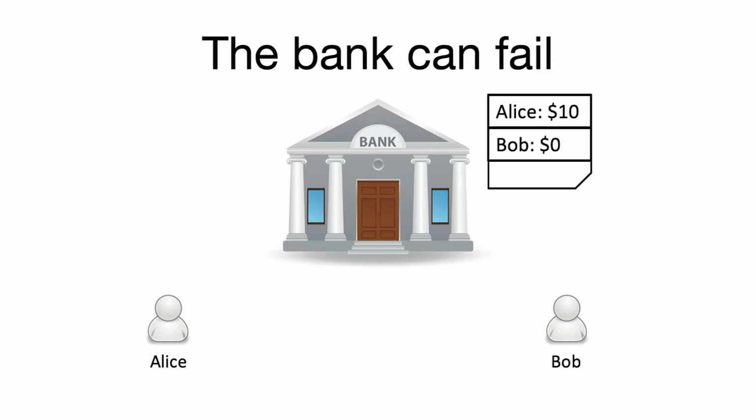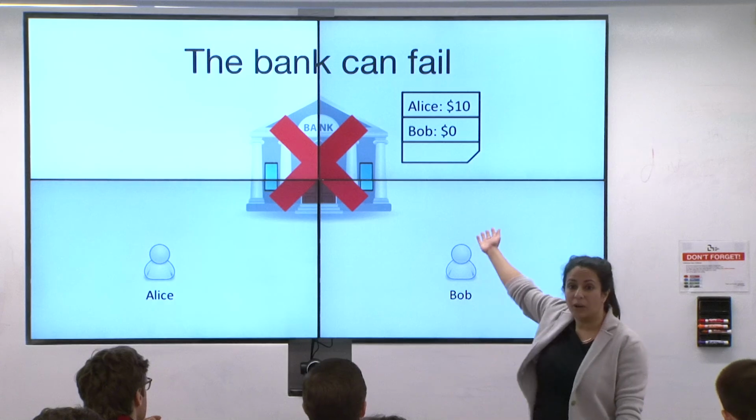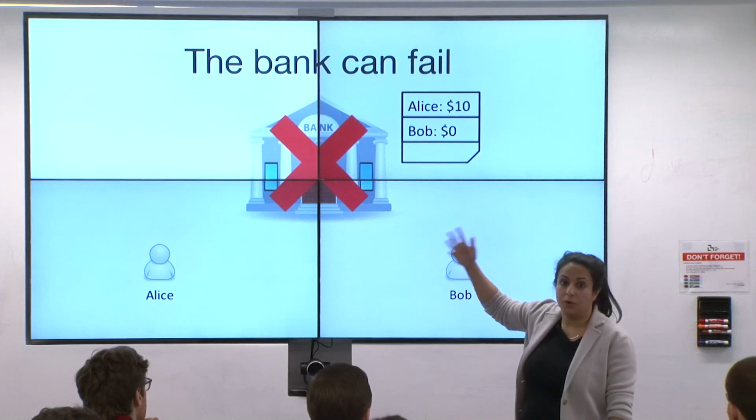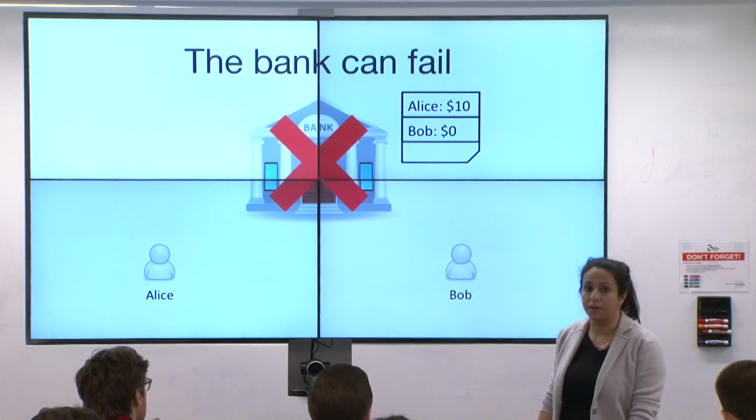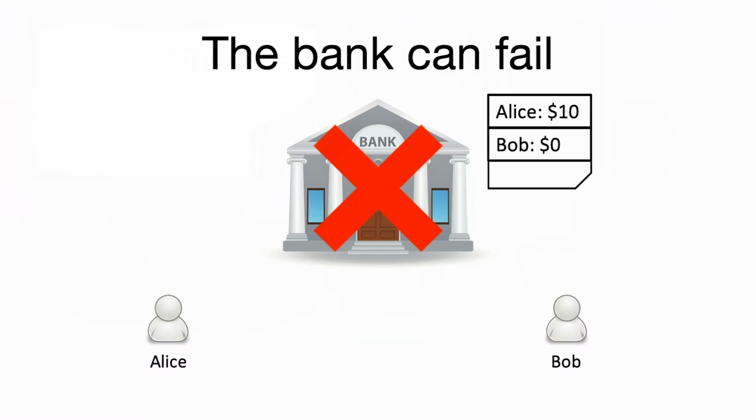Just as a couple of visual examples of that, the bank could just totally go away, and then what happens to that ledger? Who knows, right? I mean, literally, it could just disappear. Maybe it's paper and it gets burnt, or maybe it's bits on a computer and it wasn't replicated.